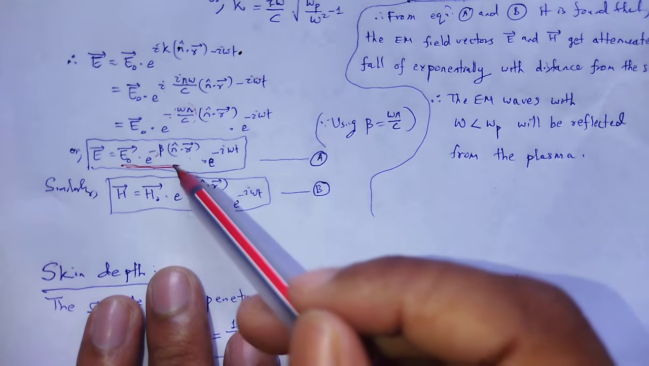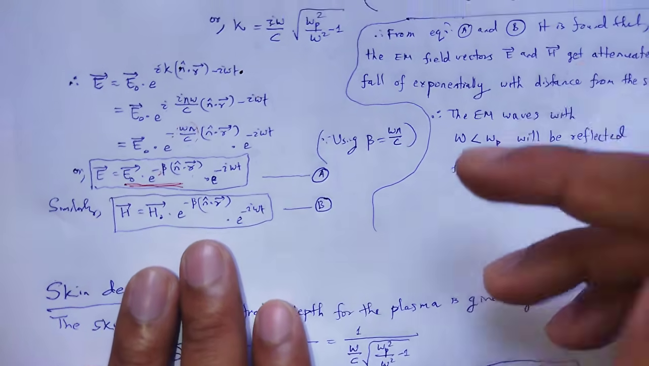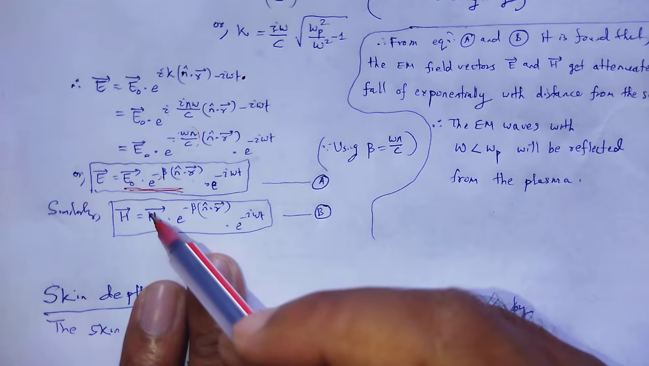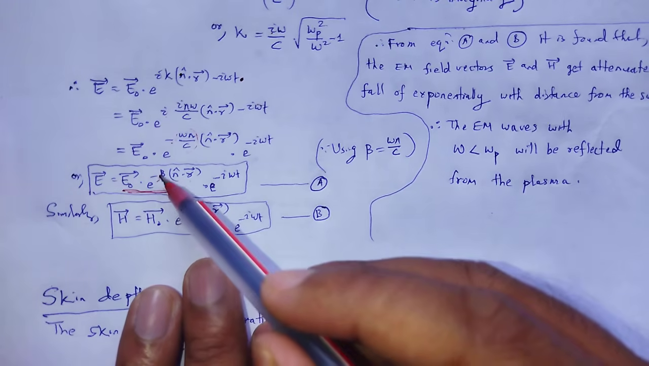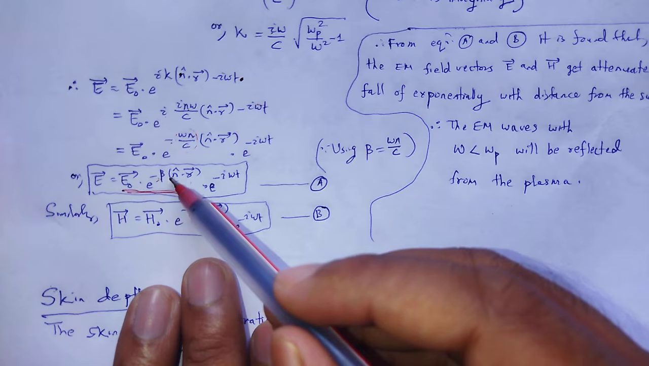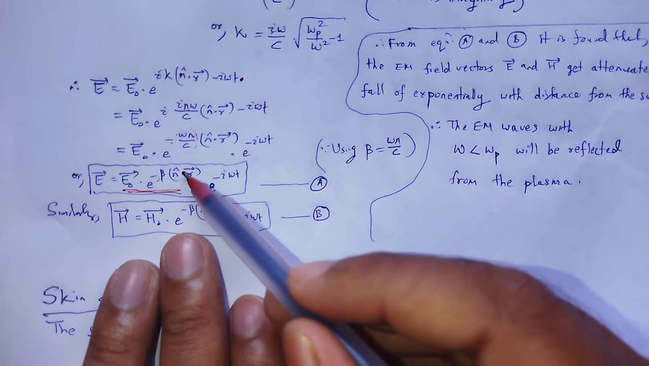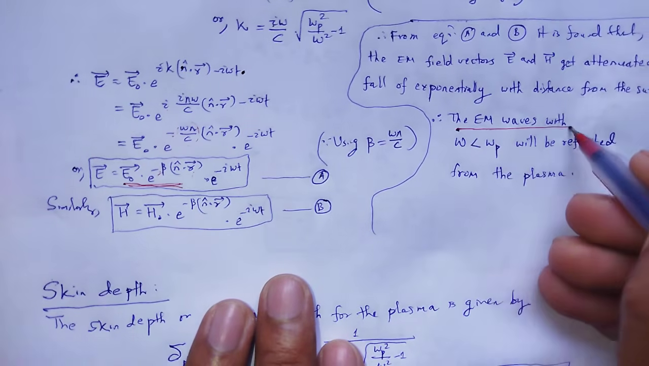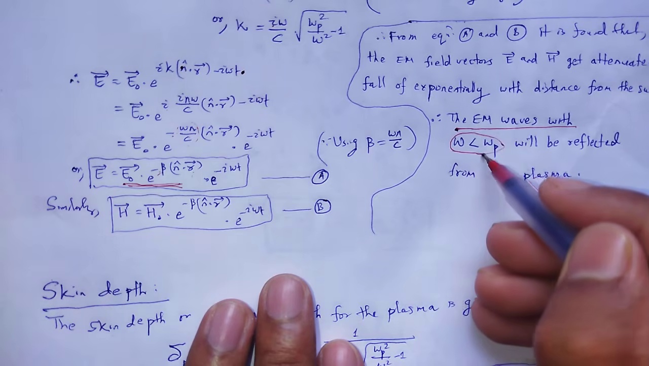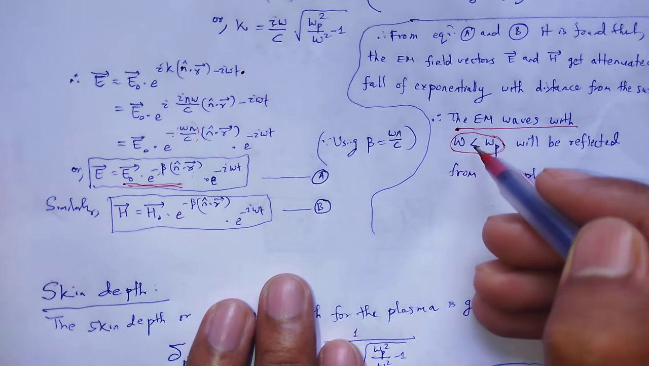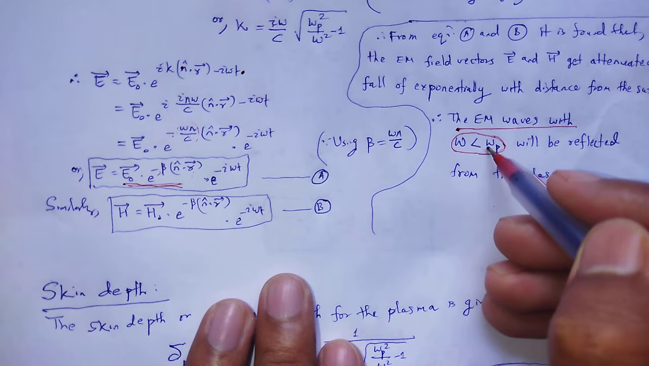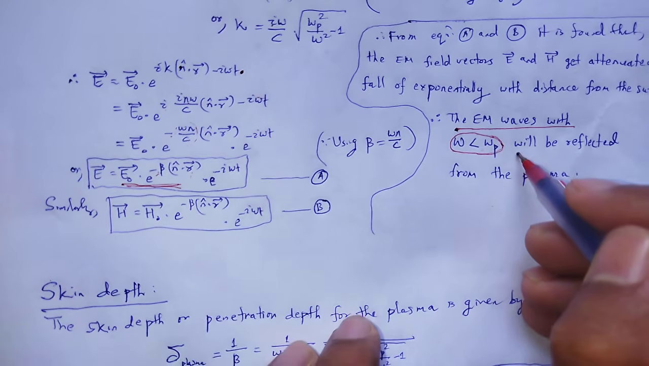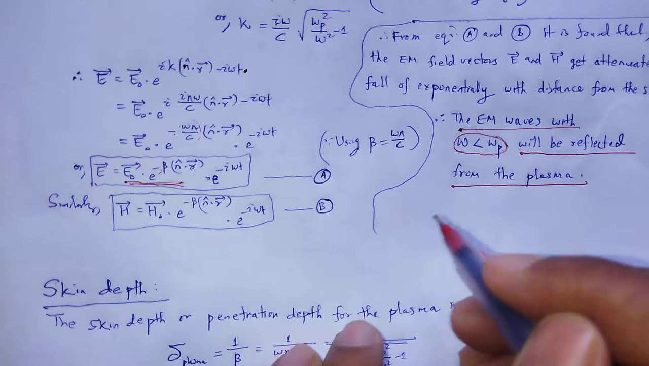Look here, the amplitude term gradually decreases with the increase of distance. So the S vector is in this form as well. From equations A and B, it is found that the electromagnetic vectors E vector and S vector get attenuated, or we can say they fall exponentially with the distance from the surface, n dot r. That is why, for the region omega less than omega p, that is, the frequency less than the plasma frequency, the electromagnetic wave is reflected from the plasma.